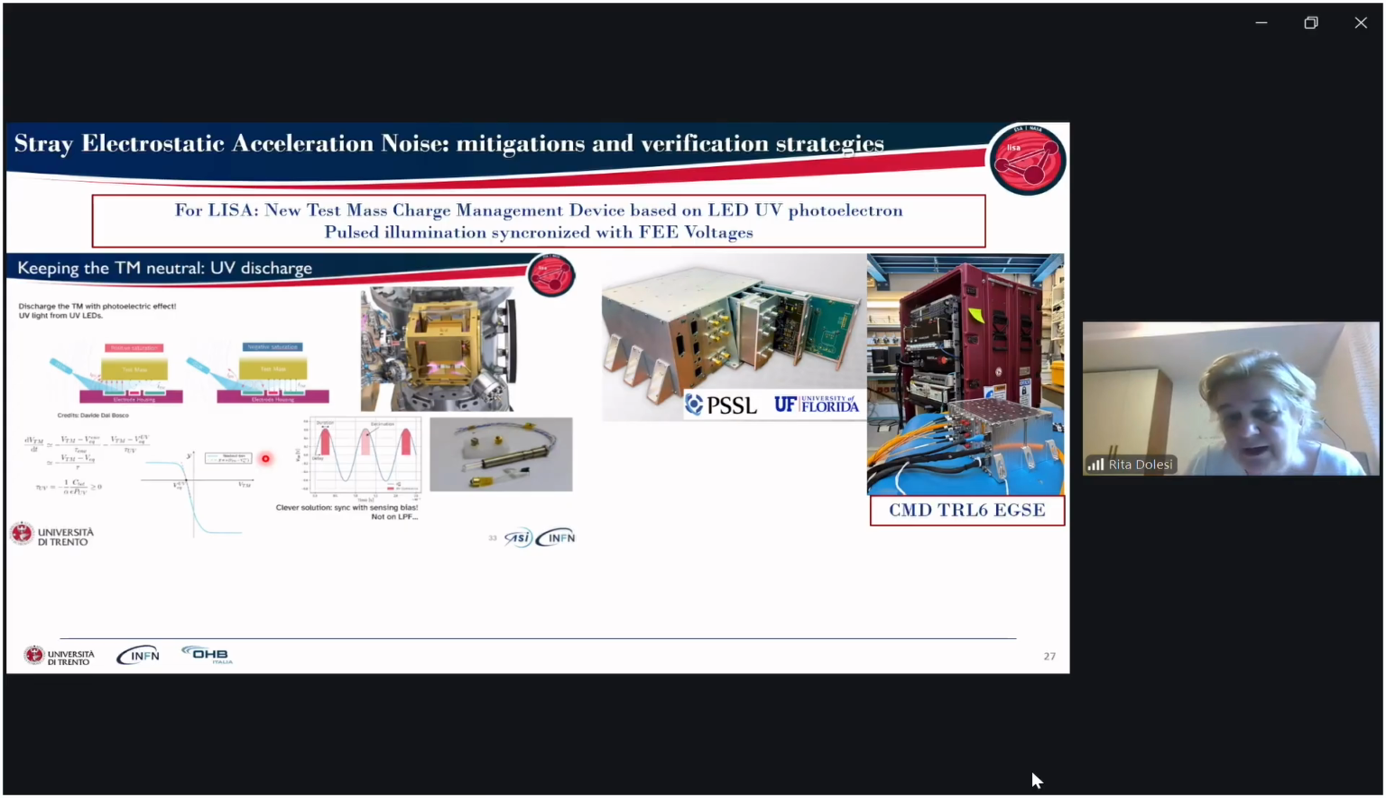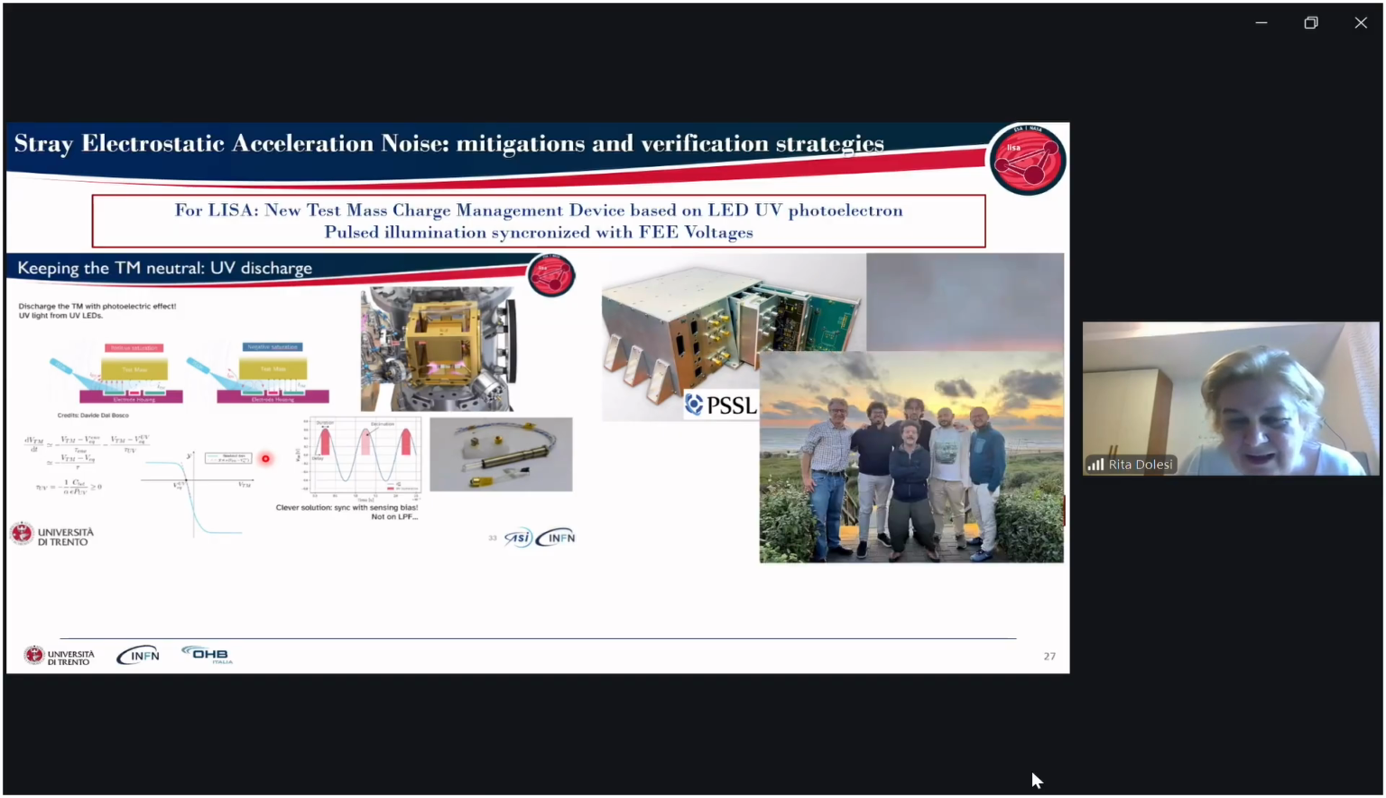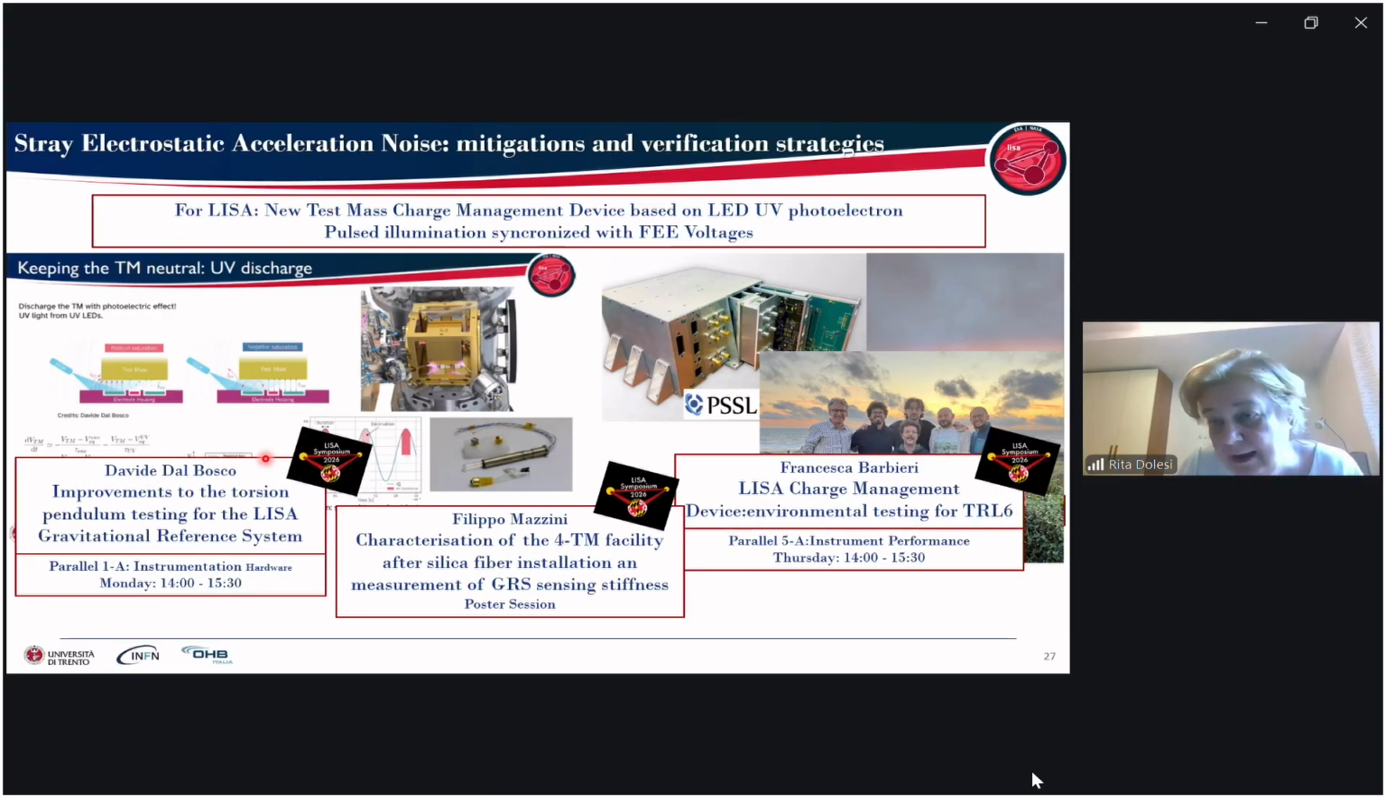We received the TRL6 EGSC last year. Here are the people, very happy that day. They deserve this picture because it was quite complicated to bring it inside our lab. And here there is also a picture of other people that were not there, but they deserve this picture for other contributions that they gave. There are several talks and posters that describe this testing activity that will be performed in Trento, also using this TRL6.